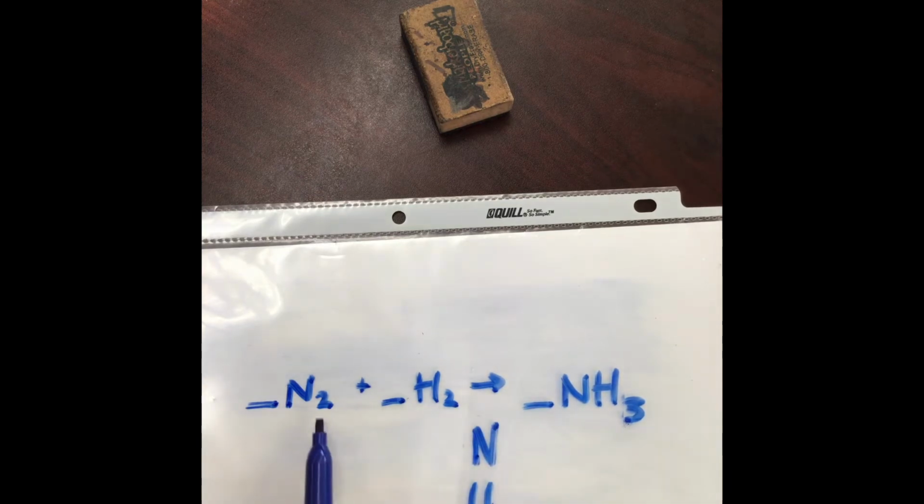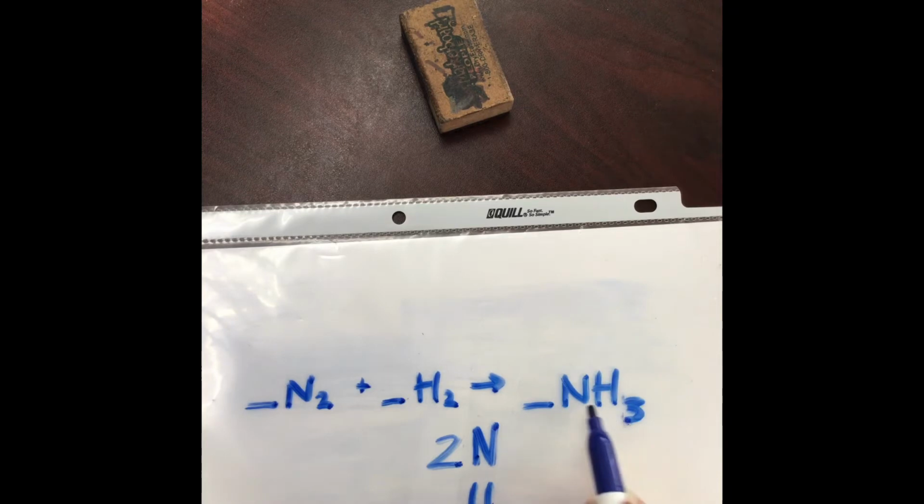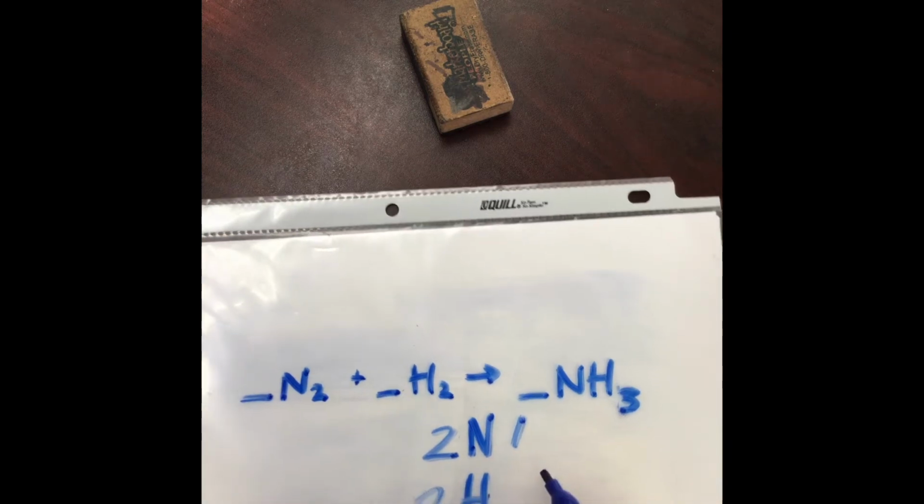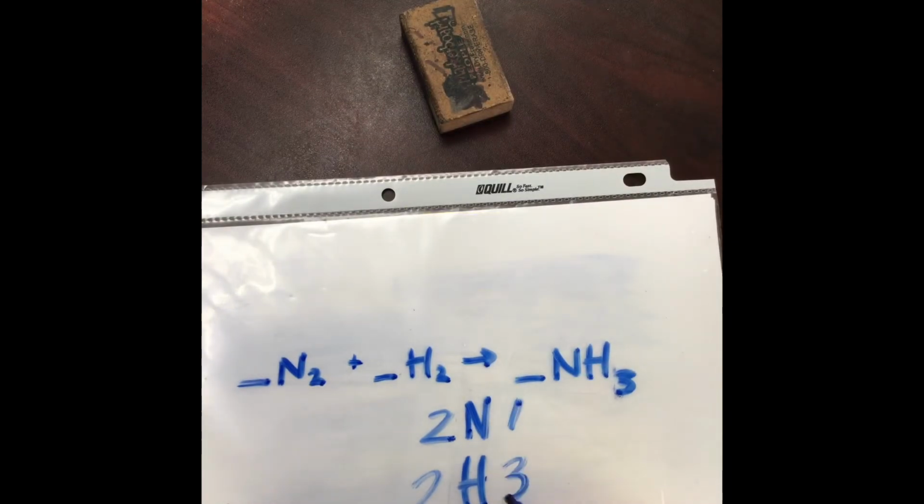On the left side I have 2 nitrogens, so I put a 2 there. On the right side, I have 1 nitrogen. Now this 3 doesn't go for that nitrogen. Remember, the 3 only is for the hydrogen. So it's 1 nitrogen. Then I go over here and I look at hydrogen on the left side. I've got 2 of those. And then I look at hydrogen on the right side and I have 3.